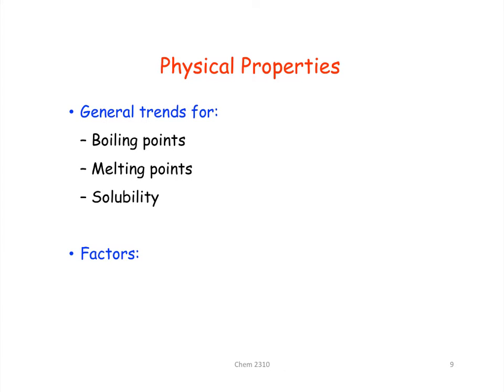All right, so we're going to talk some about the physical properties of organic molecules. Particularly, we're going to look at these 3 here: the boiling points, melting points, and solubility. So whether it's, like we talked about before, water soluble or organic soluble. And each of these different physical properties involves intermolecular interactions.